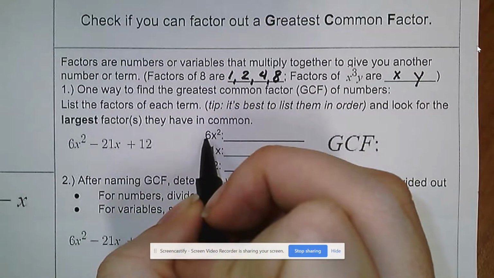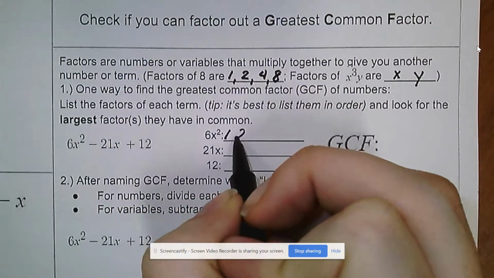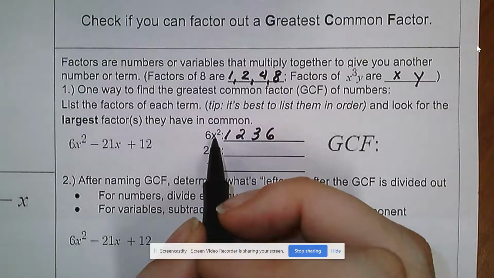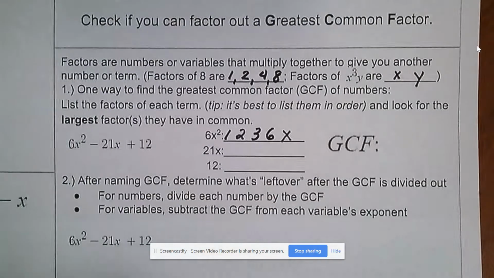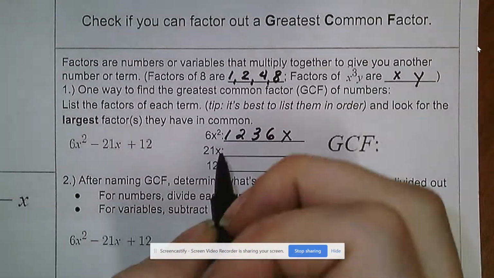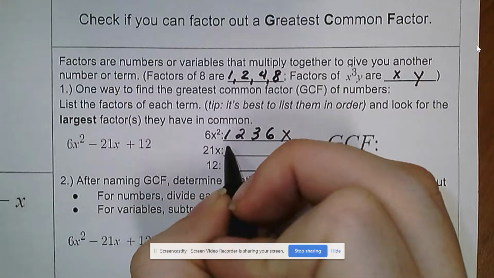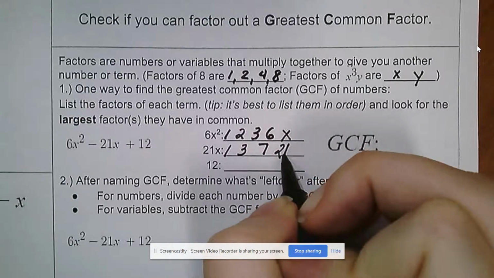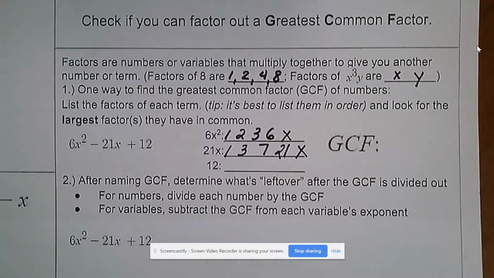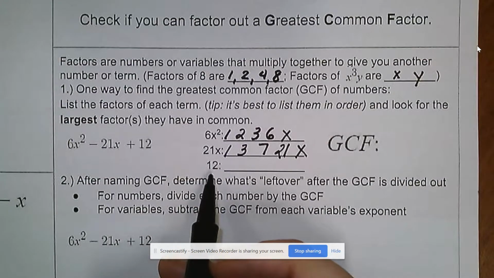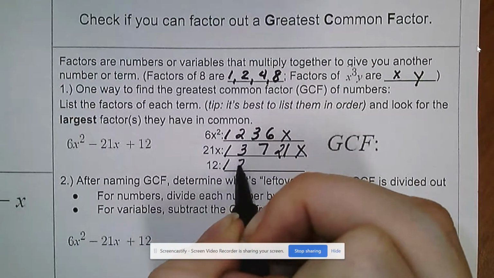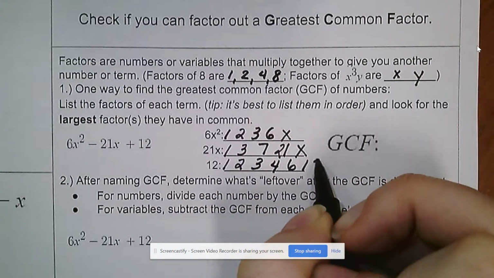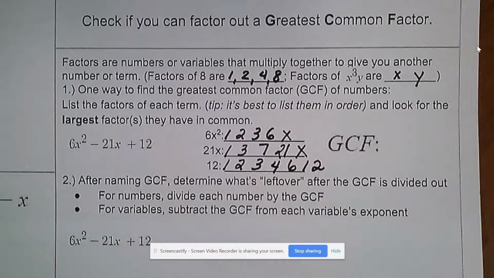So we'll list the factors of 6, which are 1, 2, 3, and 6. And then I've got an x squared, so we're going to put an x there. All right. Then I'm going to list the factors of 21. I've got 1, 3, 7, and 21, and they have an x. And then I've got 12. And the factors of 12 are 1, 2, 3, 4, 6, and 12. So those are my factors.